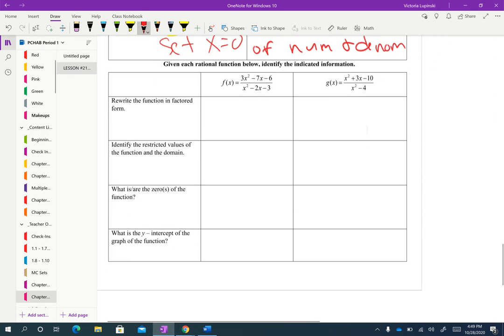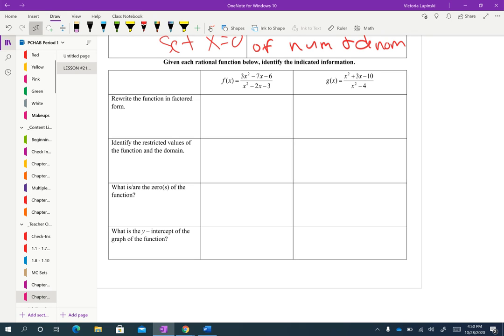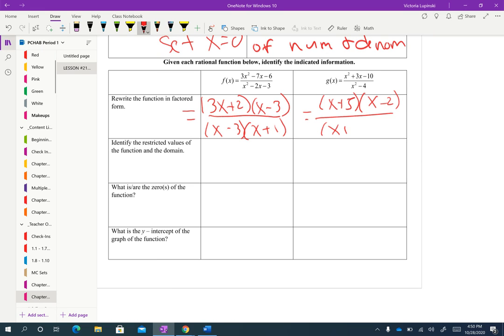So how are you now going to apply that information both in this example and tonight? The first thing you're going to do for each of these graphs is factor it completely. So here in the first one, the top, you may or may not need to use the AC method or whatever you happen to use for your factoring. I've done so many of these, I can just look at it. So 3x plus 2 times x minus 3 over x minus 3 times x plus 1. Here for the g function, factors of negative 10 that add up to positive 3. That's going to be plus 5 and minus 2. And then difference of squares on the bottom.